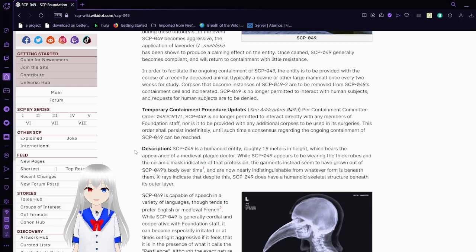Temporary Containment Procedure Update. See Addendum 49-3. Per Containment Committee Order, SCP-49 is no longer permitted to interact directly with any members of Foundation staff, nor is it to be provided with any additional corpses to be used in its surgeries. This order shall persist indefinitely, until such time as a consensus regarding the ongoing containment of SCP-49 can be reached.